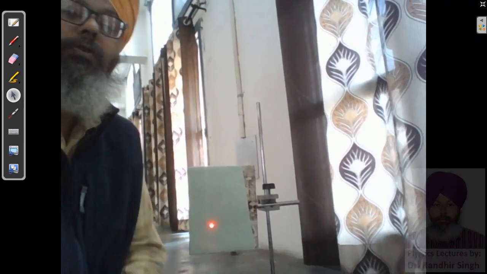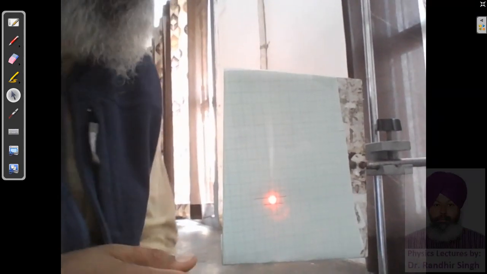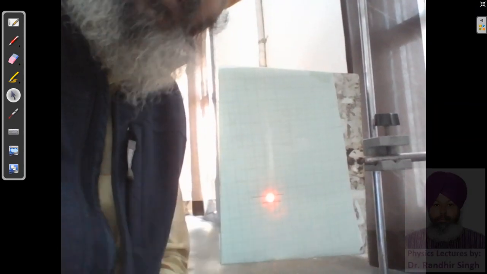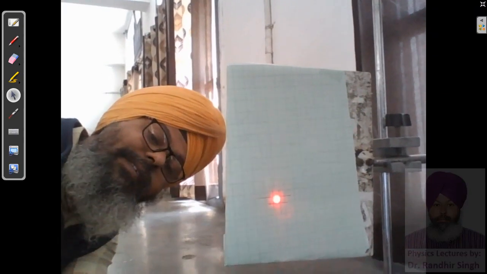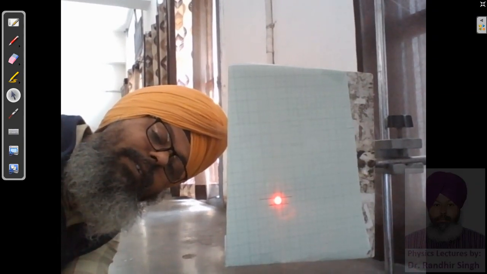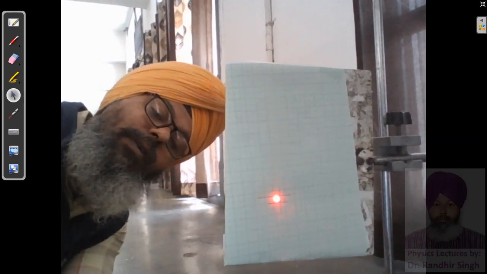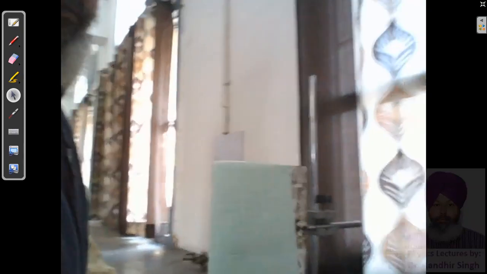So you can see that I have drawn the tangents, and you can see this square. Are you able to see this square? Please say yes. Yes, sir. Okay, now I will move the screen to 4 meters.